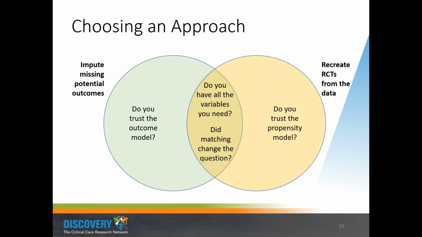And in both of these cases, you need to think about: do you have all the variables you need? If you're missing an important unobserved confounder, you're going to be hosed no matter what you do. And if you're doing matching and you're discarding patients, you need to think about: did I change the question subtly? Did I change the population in a significant way that I need to update my table one, so to speak?